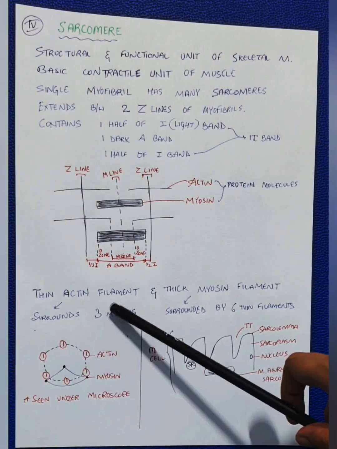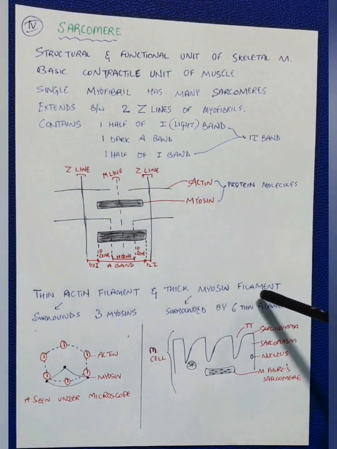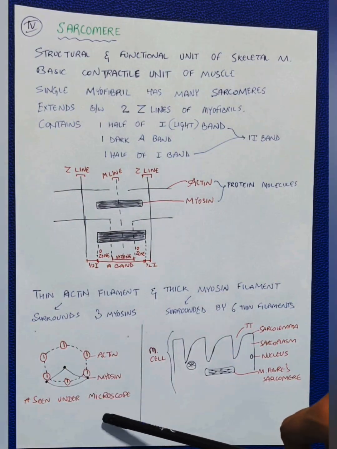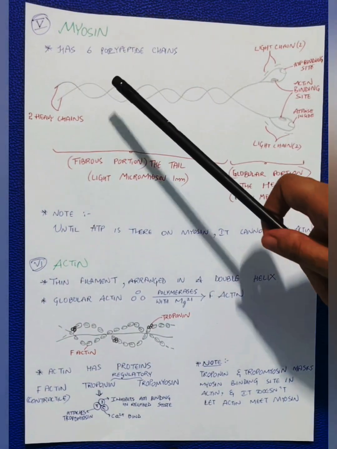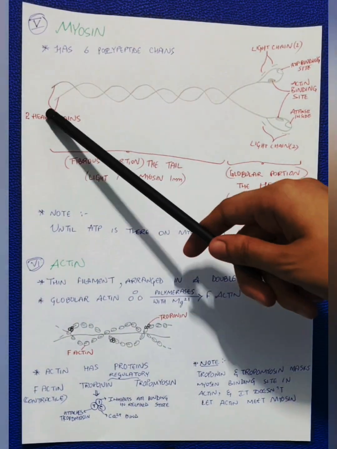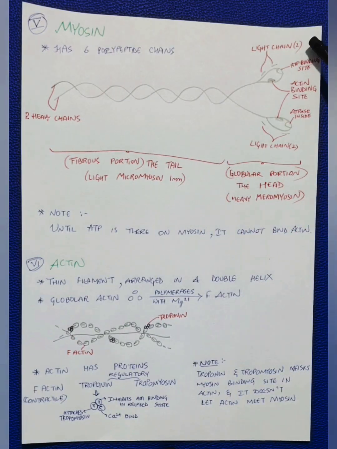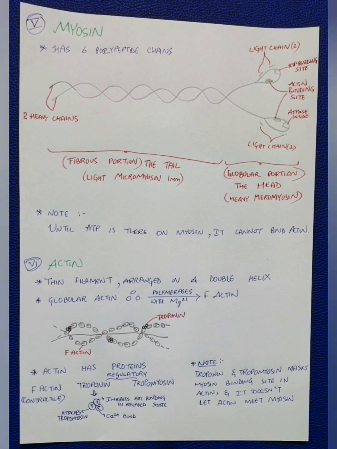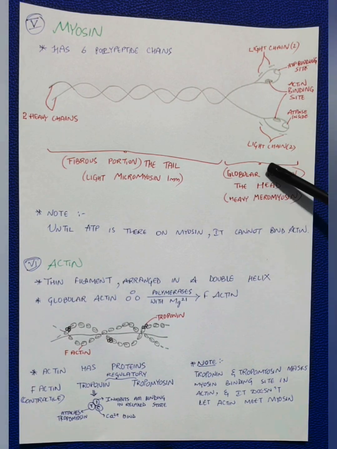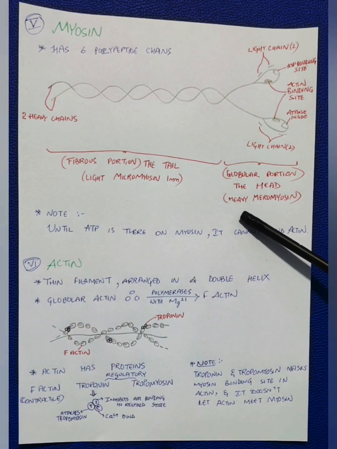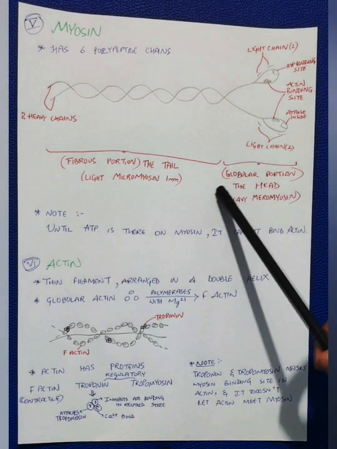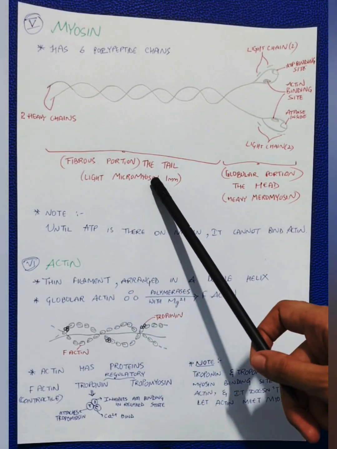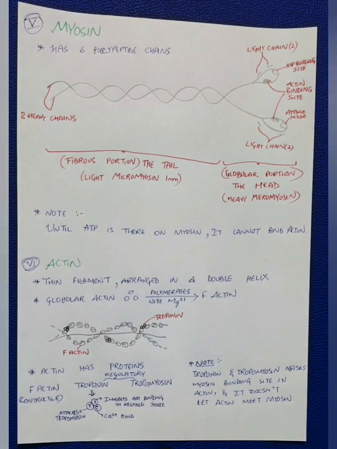A thin actin filament is surrounded by 3 myosins and the thick myosin filament is surrounded by 6 thin filaments. As you can see here, we have myosin that has 6 polypeptide chains: 2 heavy chains and 4 light chains, 2 here, 2 here. This is the globular portion, the head, that is heavy meromyosin. This is the tail, the fibrous portion, the light meromyosin, which is 1 millimeter long.